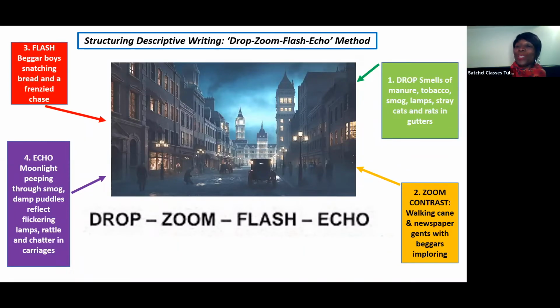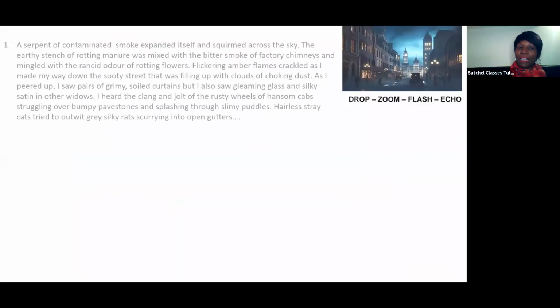So what would that look like as a whole piece? Because drop, zoom, flash, and echo is really about trying to structure your whole piece of description. Well, it may well look something like this. So in your first paragraph, your drop, you might write something like this.